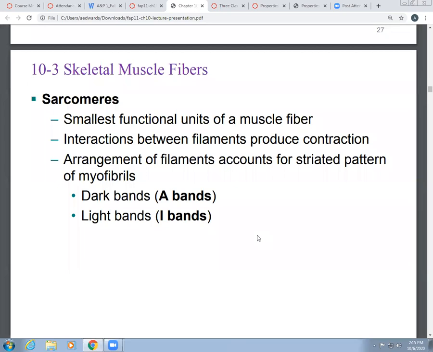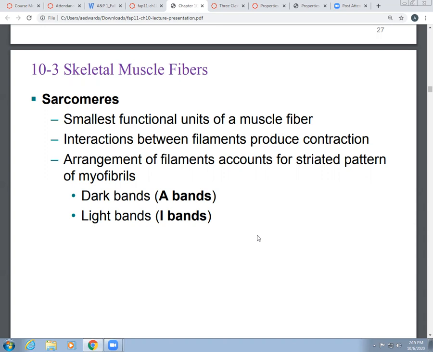So sarcomeres, these are within the muscle fiber, these are the smallest functional units. So here, your interactions between the thick and thin filaments create your muscle contractions. And the reason why you get this striated pattern in your myofibrils is because of the way that those thick and thin filaments are arranged. And you get this combination of dark bands and light bands. The dark bands are also known as A bands. The light bands are also known as I bands.